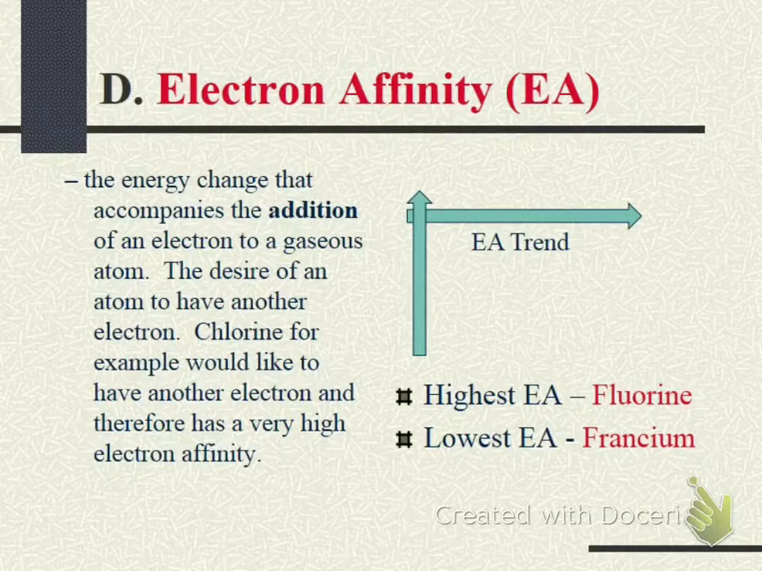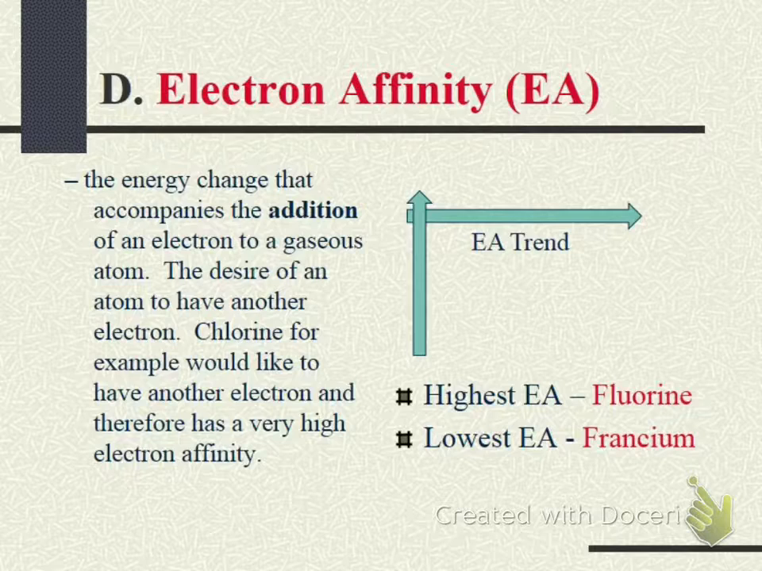Chlorine has how many valence electrons? 7. It needs how many more to get to 8? 1. So it just wants that one really, really bad. But sodium has how many valence electrons? 1. Does it want 7 more? No. What does it want to do? Get rid of the one it has. So you can look at it in terms of that. Think about it. They're all trying to get to 8 because 8 is great.